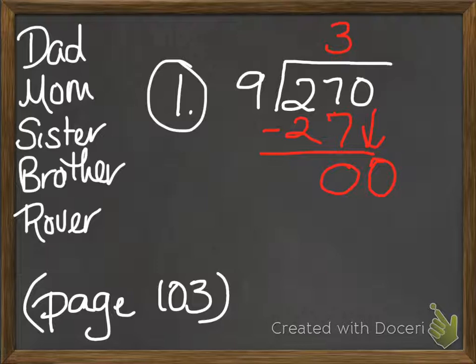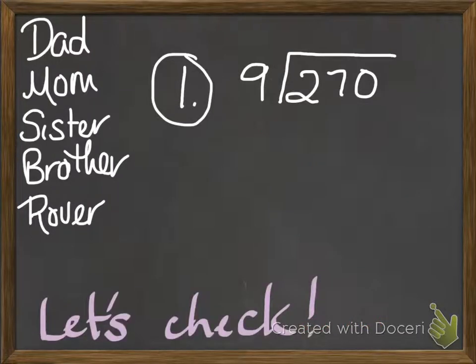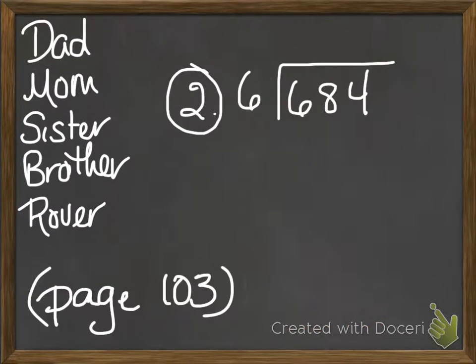So we start division all over again. 0 divided by 9 is 0. There's our answer. Let's check. To check, we're going to multiply the two numbers on the outside and see if they become the number on the inside. So we've got 30 times 9. 9 times 0 is 0. 9 times 3 is 27. Good job. Oh, I already checked.